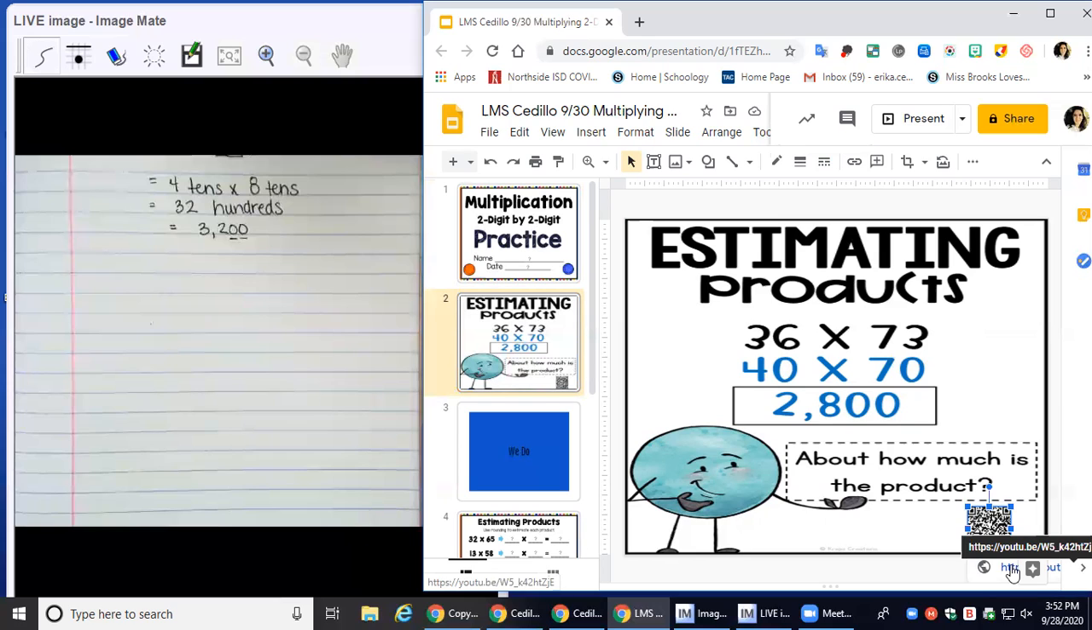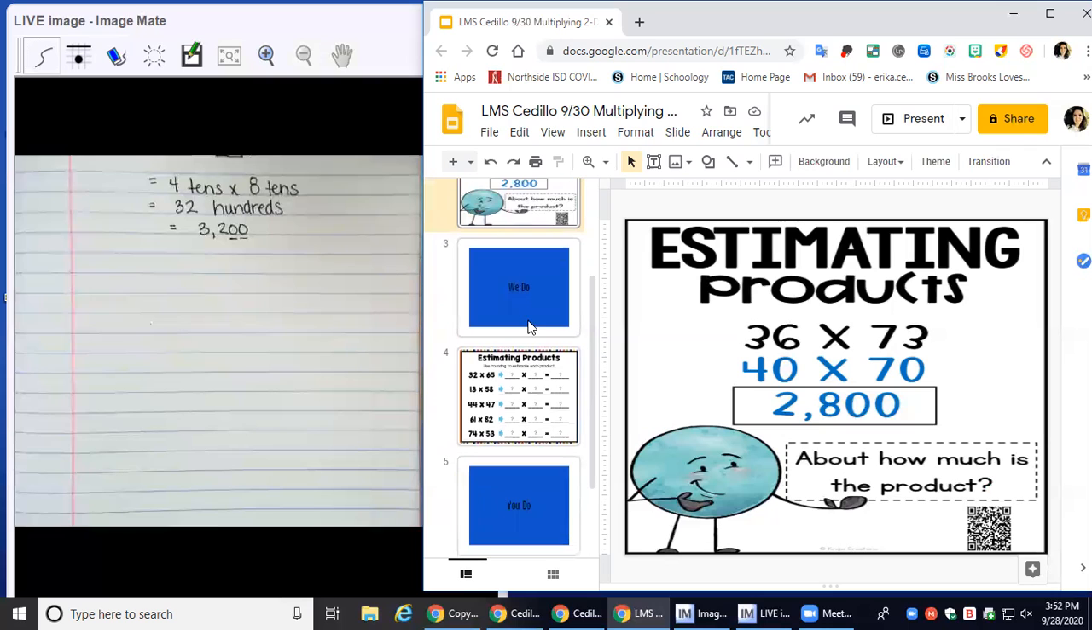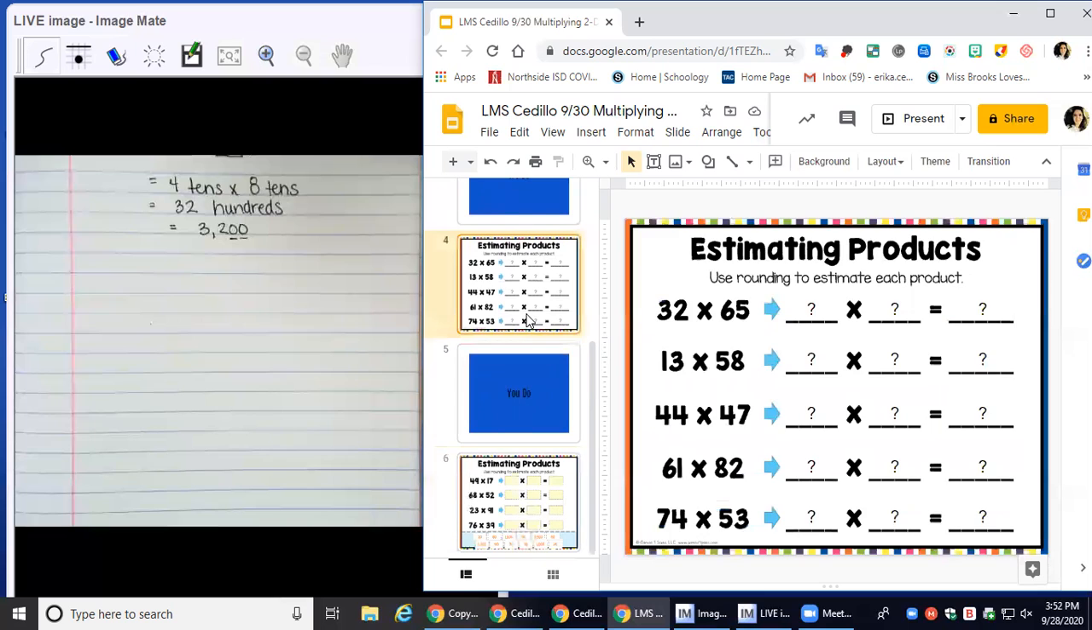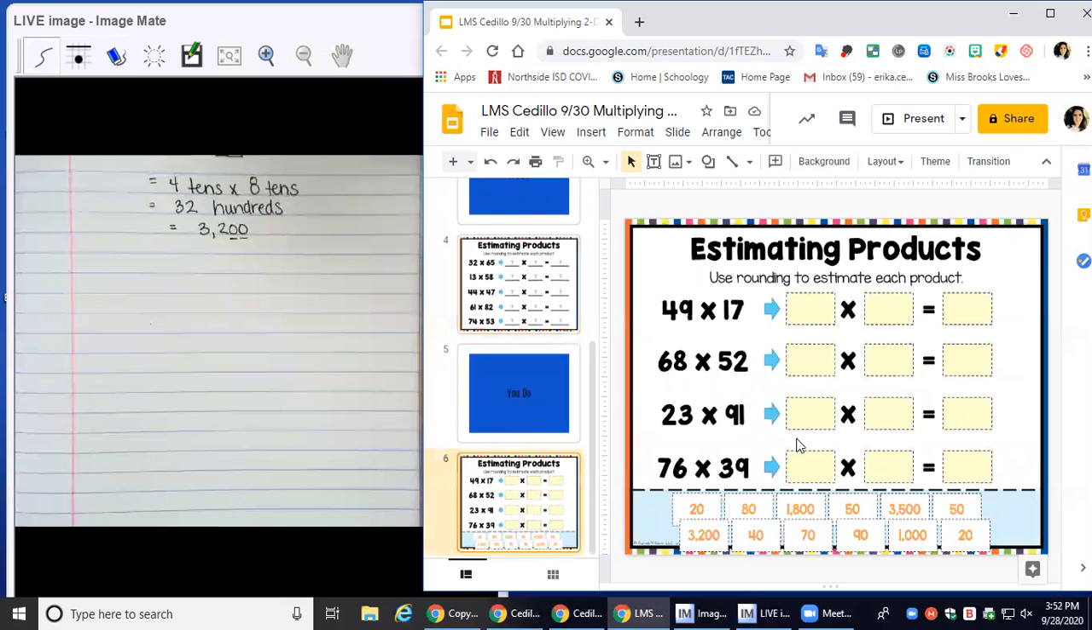So once you have viewed your video for your anchor chart to review, what you'll go ahead and do is you will then complete the you do. The we do will already be completed for you because that's something we will do in class. Your assignment is going to be to complete the, I'm sorry, the you do, and that is going to be done. You can tell that these are drag and drop. It's a drag and drop assignment, right?